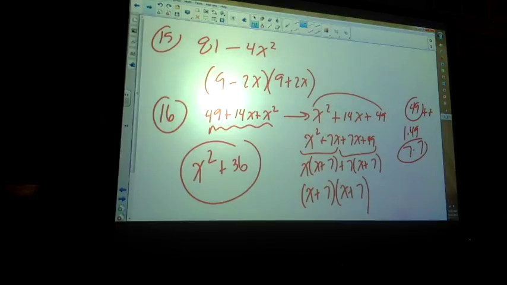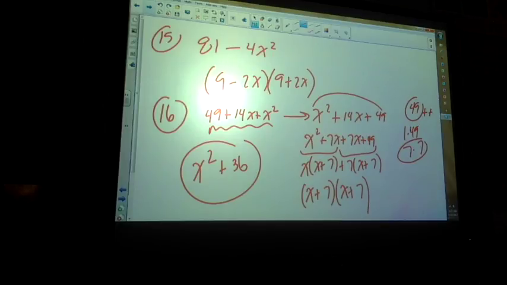Wait, so can you simplify? Yes! I say the term difference of two squares. That's the key. Difference means you're subtracting. Sum of two squares does not factor.